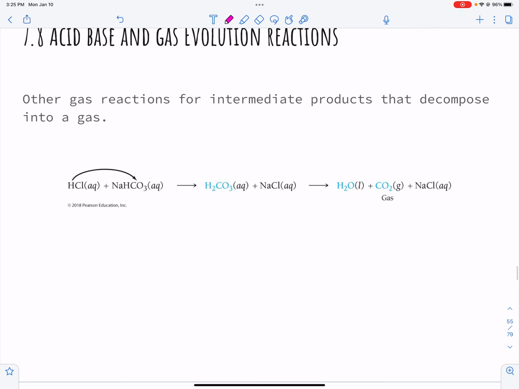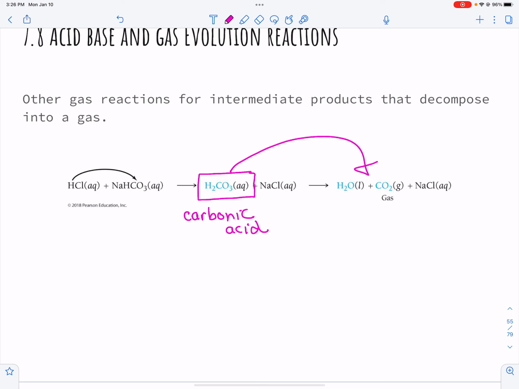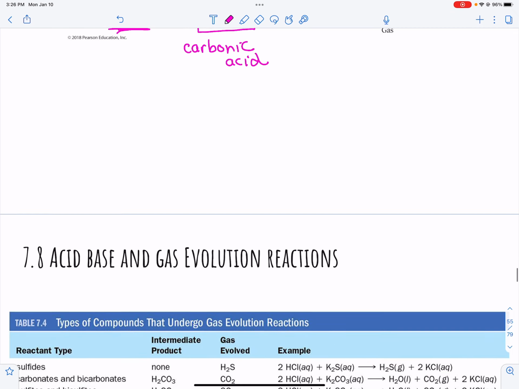Sometimes you will get one where one of the products is aqueous, but this H2CO3, it's carbonic acid, FYI, will rapidly decompose into H2O and CO2. That's why it's in blue here, because these become those rapidly. So if I mix HCl and sodium hydrogen carbonate, that's actually the fancy formula for baking soda, I'll make water and carbon dioxide gas and salt, NaCl.